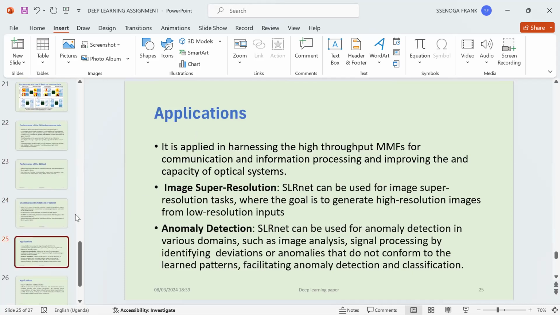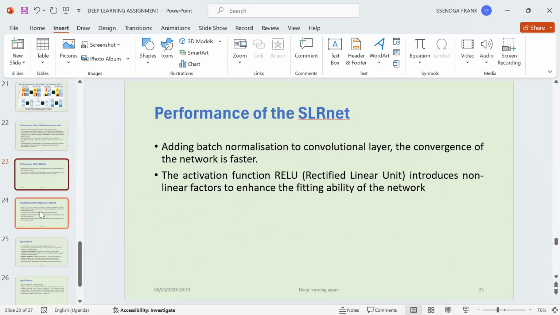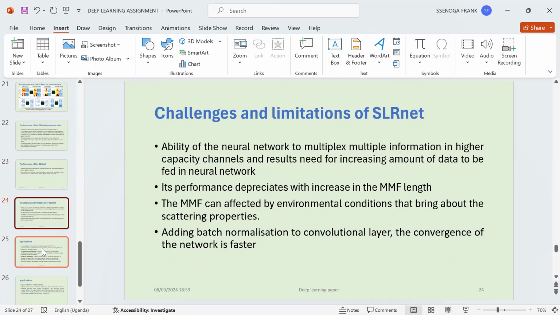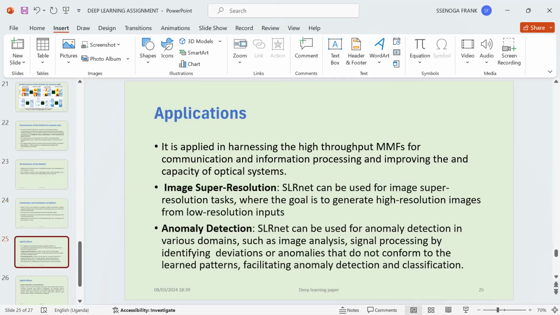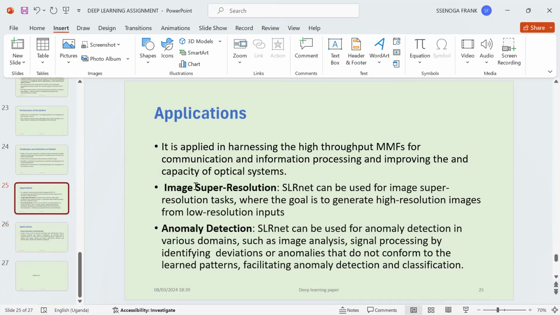So applications and challenges. We see that the performance of the model depreciates as the cable increases in length. Applications: it is used in super image resolution and anomaly detection. It is also applied in enhancing high throughput MMFs for communication and information processing, thereby improving capacity in optical communication systems.